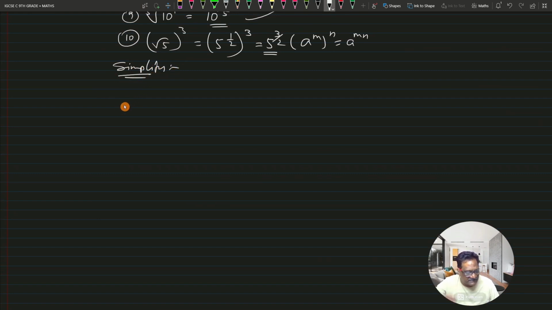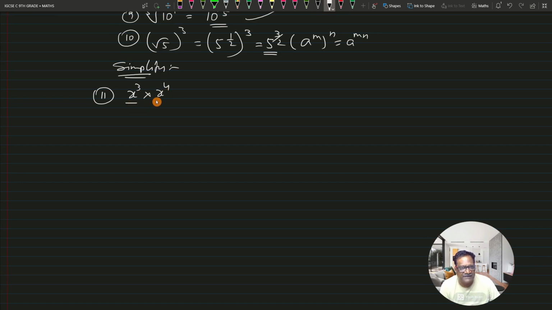Simplify means you have to just make them as simple as possible. So this is question number 11. It says x raised to 3 into x raised to 4. Now see, we are not dealing with pure numbers. We have a variable and you have a power as a number. So x raised to 3, x raised to 4.